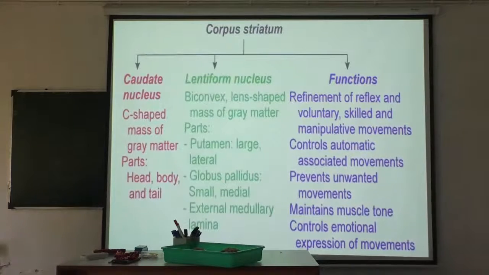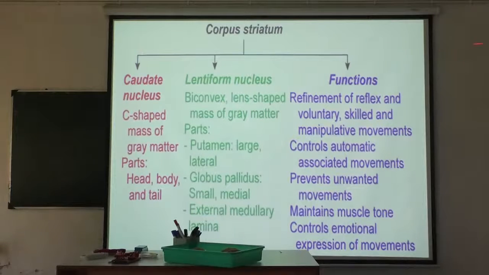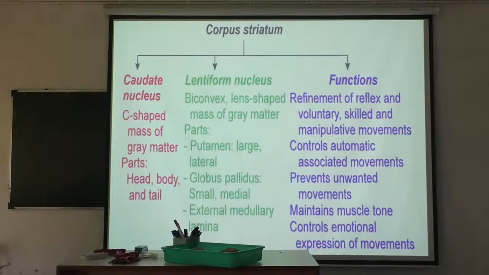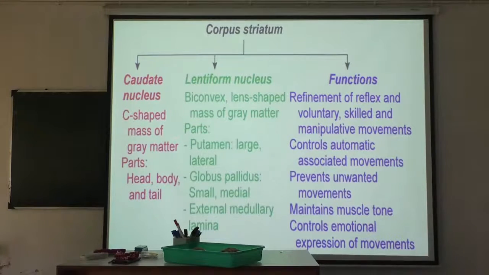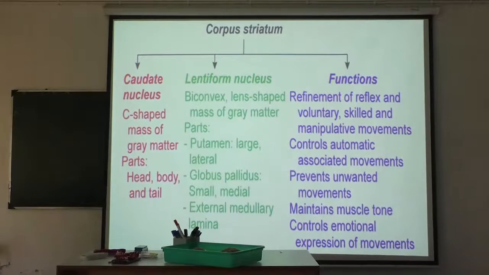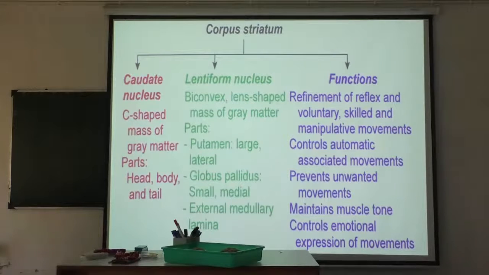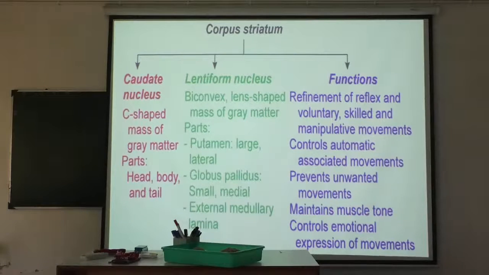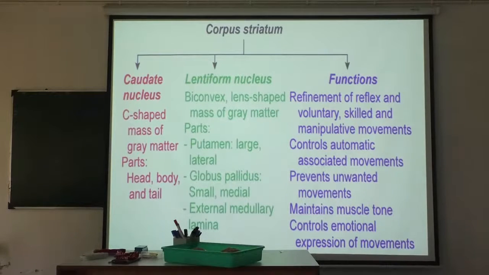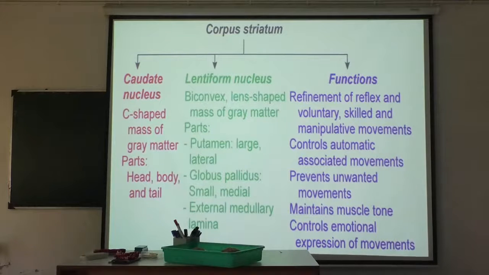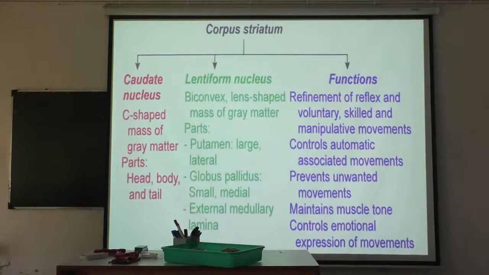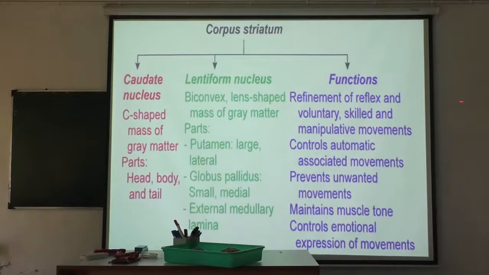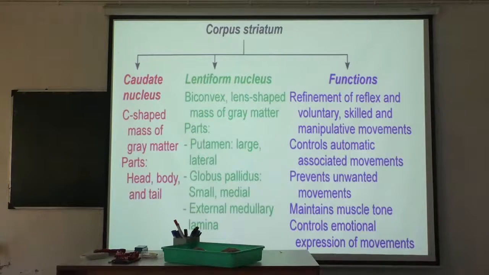Okay, so now we will discuss caudate nucleus and lentiform nucleus, and their functions. Caudate nucleus is a C-shaped mass of grey matter. It has three parts: head, body and tail. Lentiform nucleus comes from the word lens. Lens is a biconvex mass, so it is also a biconvex lens-shaped mass of grey matter. And what are the parts?